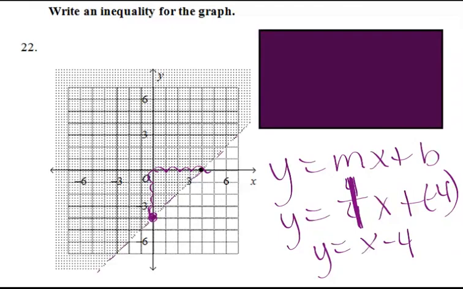Now, it's not equal to, so we've got to change our inequality sign, right? It's dashed, so it's either going to be greater than or less than. So let's look. It's shaded above the line, so this is a little shortcut and a trick that I use. So it is greater than x minus 4. And that's your answer.